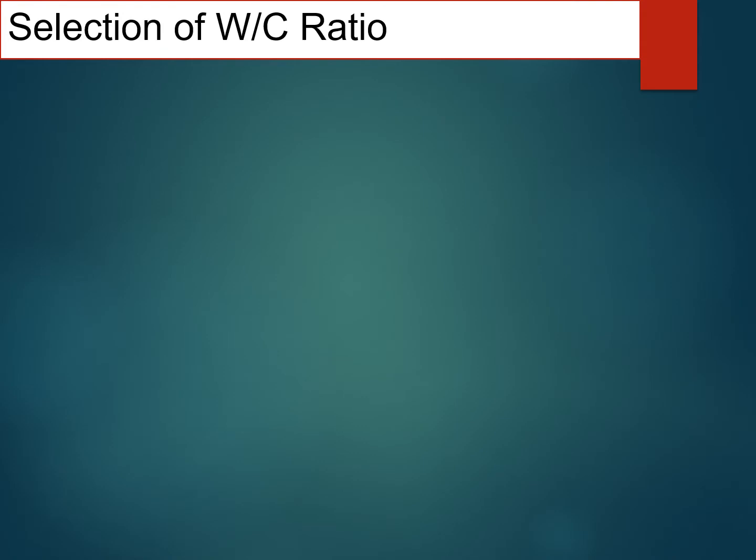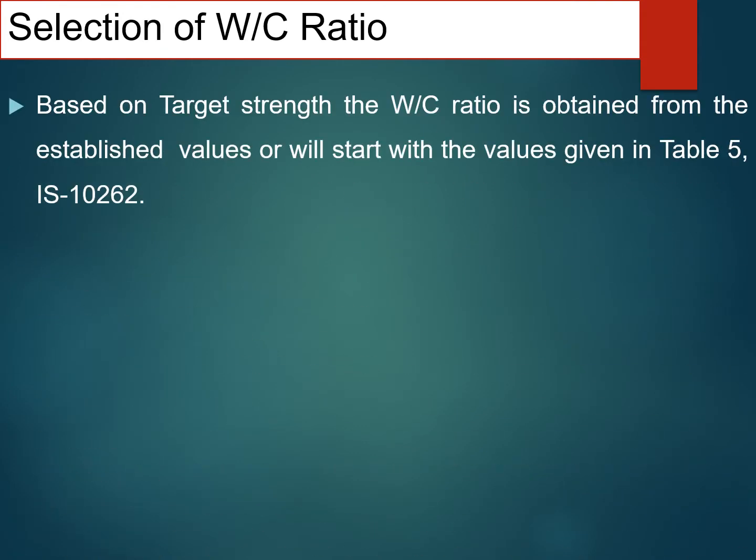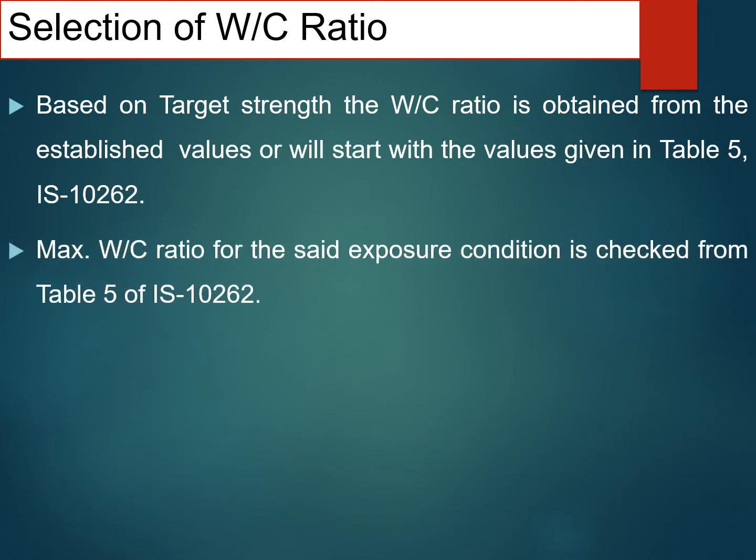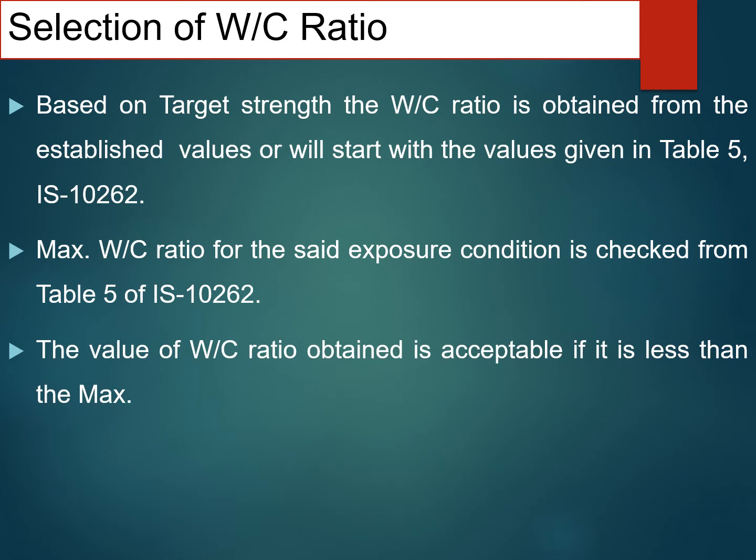Coming to selection of water cement ratio, based on the target strength, the water cement ratio is obtained from established values, or we start with the values given in Table 5 of IS 10262. The maximum water cement ratio for the said exposure conditions is checked from Table 5 of IS 10262. The value of water cement ratio obtained is acceptable if it is less than the maximum.